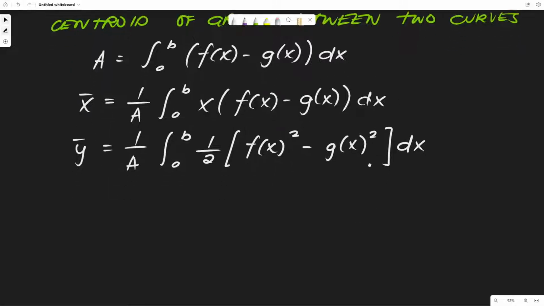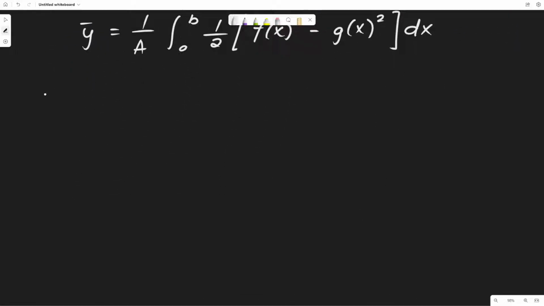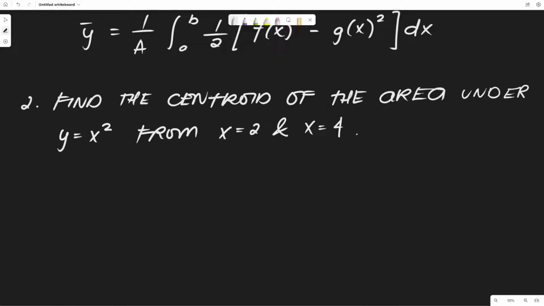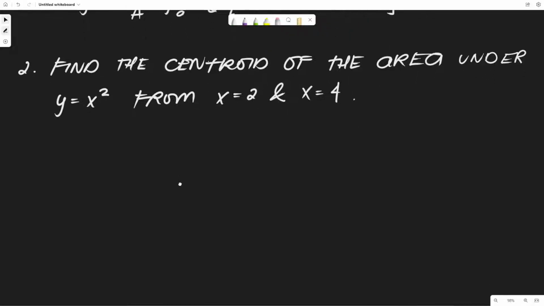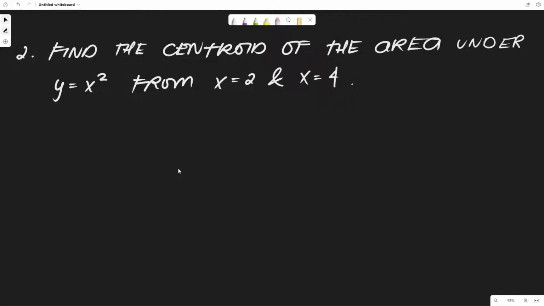Okay, so for example, we have number 2. Find the centroid of the area under y is equal to x squared from x is equal to 2 and x is equal to 4. So it is not yet two curves, it is just one curve, but we have a set boundary. So let me just graph first. This is a parabola, with this shape.